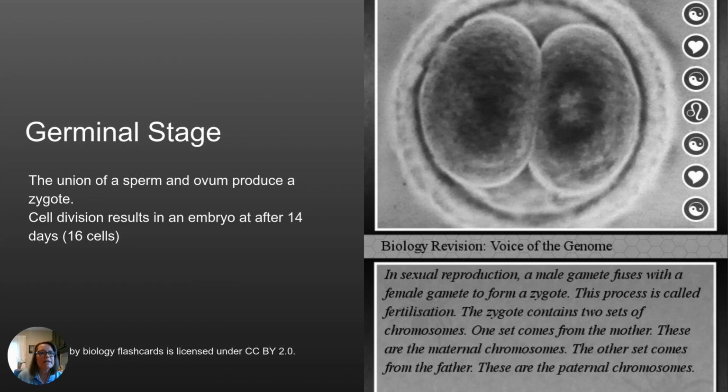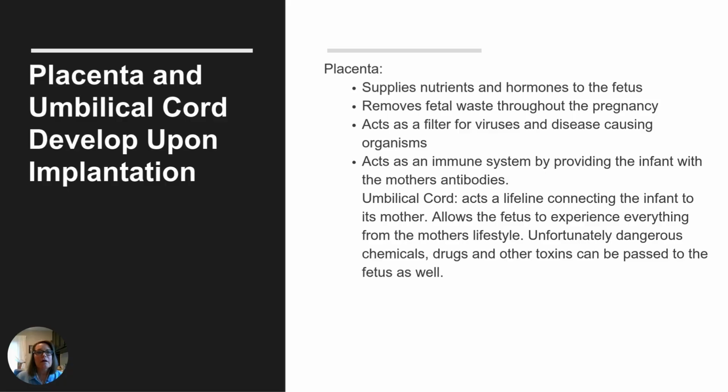So in the germinal stage, there's the union of the sperm and the ovum, and that produces what we call a zygote. And then cell division happens. It just keeps dividing and dividing and dividing. And what will end up happening is it will become an embryo after 14 days, and that's when it's divided into 16 cells. Also, the placenta and the umbilical cord will develop once the embryo has implanted.